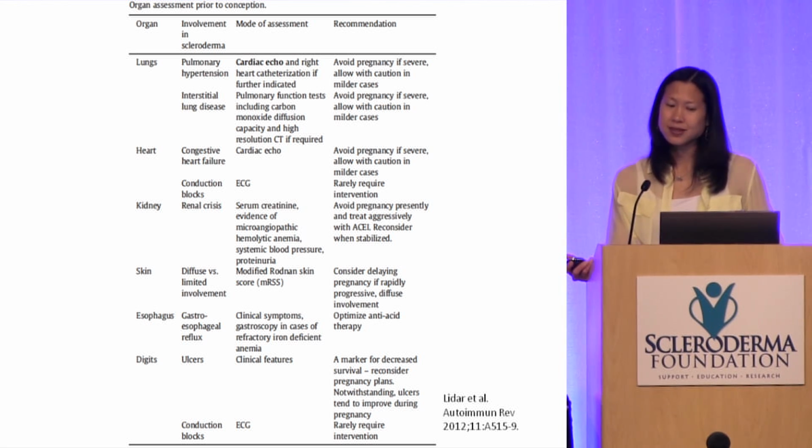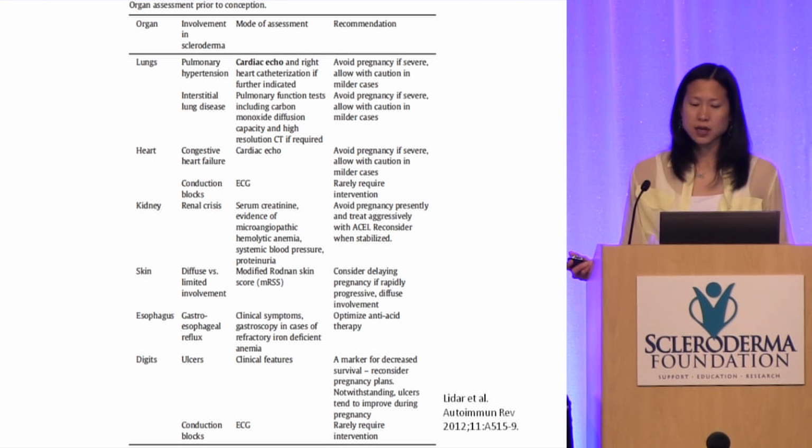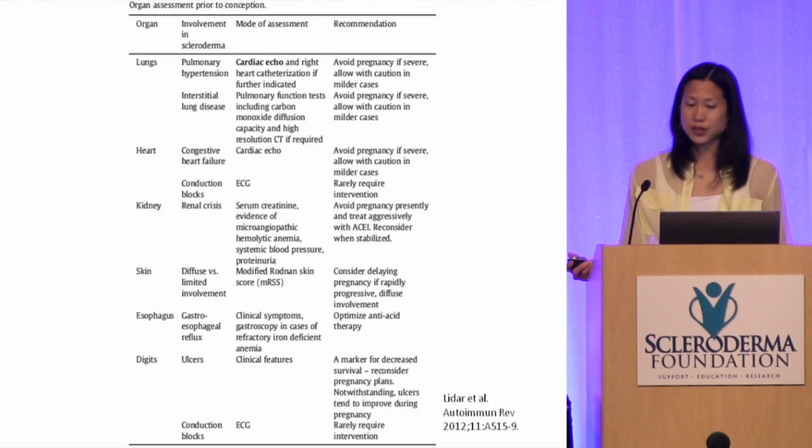Regarding interstitial lung disease, similarly, if you have moderate to severe interstitial lung disease, it's probably not a good time to get pregnant. But in milder cases, you may be okay in terms of your breathing status. Regarding evaluating heart involvement, you want to evaluate for congestive heart failure with a cardiac echo, conduction blocks with an EKG. Again, if congestive heart failure is moderate to severe, you should avoid pregnancy. If it's mild, you probably will be okay.